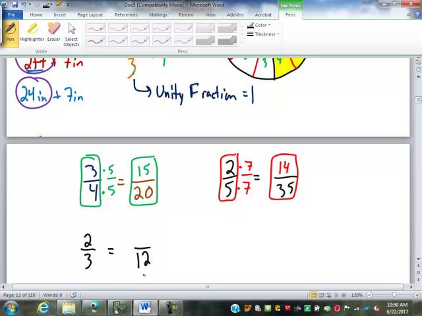Two-thirds into how many twelfths? 8. Perfect. 8. And to get that, what did we have to multiply the 3 by to make 12? 4. So we have to multiply the 2 by 4 as well.